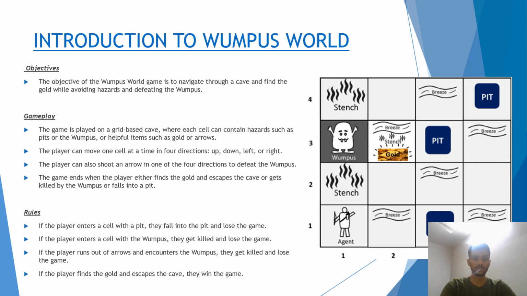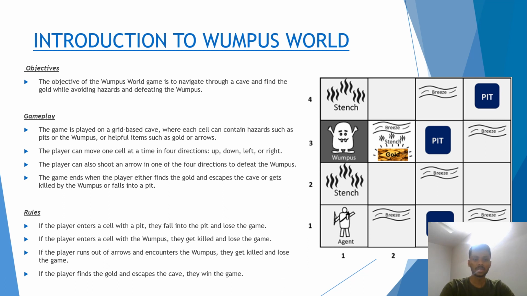Introduction to Wumpus World. First is going to be the objectives. Let us learn what the objectives of the Wumpus World AI game are. The objective of the Wumpus World game is to navigate through a cave and find the gold while avoiding hazards and defeating the Wumpus.